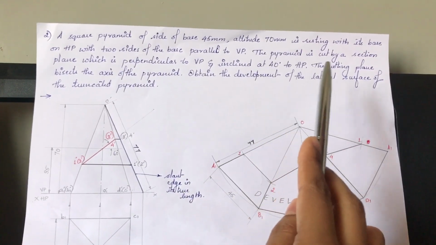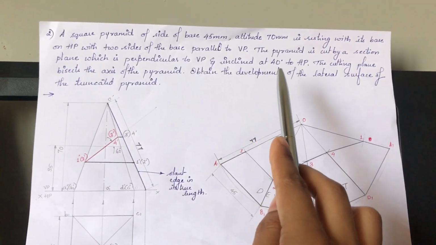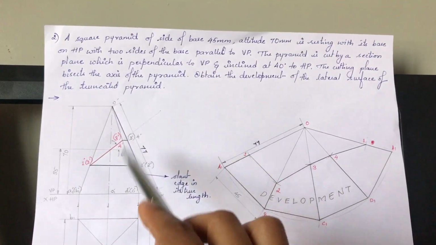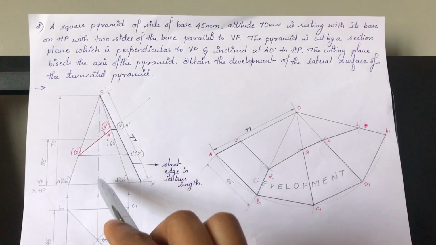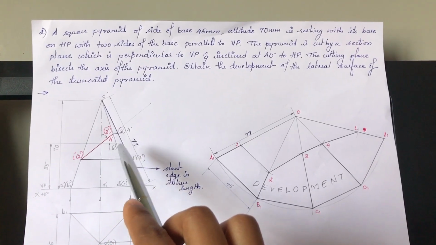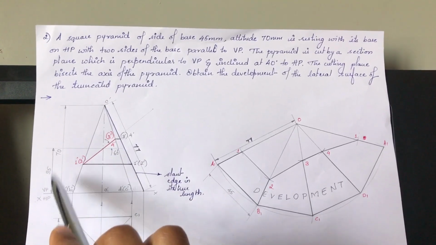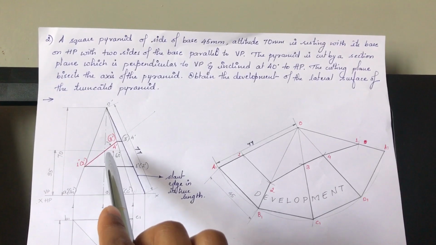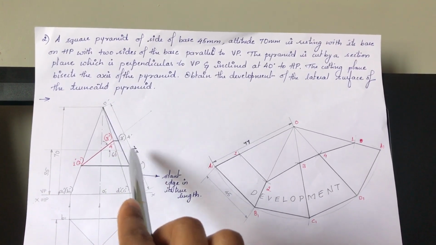It is said that the pyramid is cut by a section plane which is perpendicular to VP and inclined at 40 degrees to HP. The cutting plane bisects the axis of the pyramid. When it is said bisects, it has to be at the midpoint of the axis. So initially you measure 35 mm and draw an auxiliary HP here at 35 mm, and then to this it is inclined at an angle of 60 degrees. So you keep your protractor here and mark an angle of 60 degrees with respect to HP.